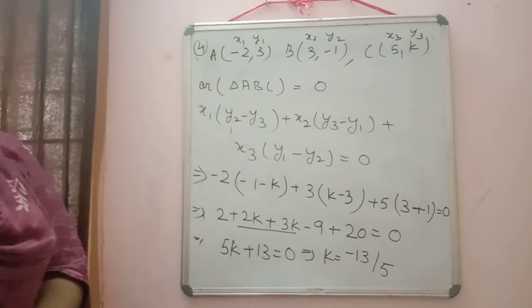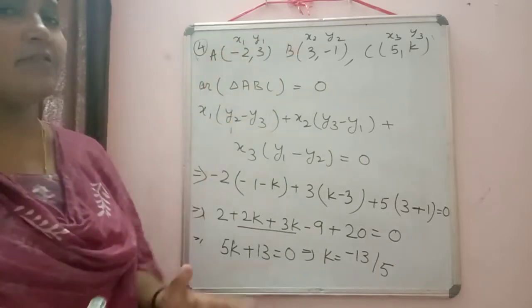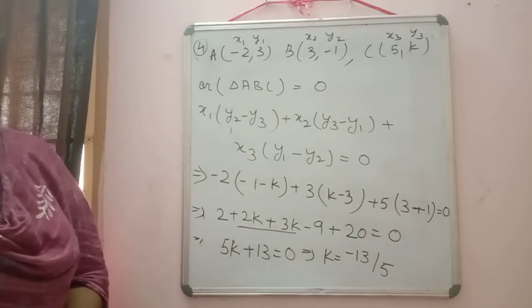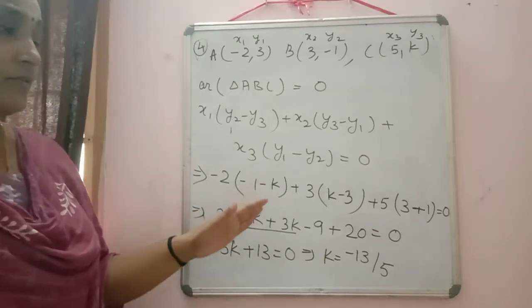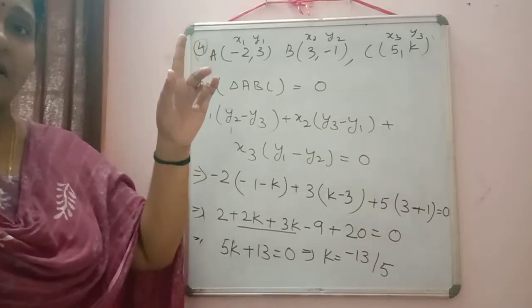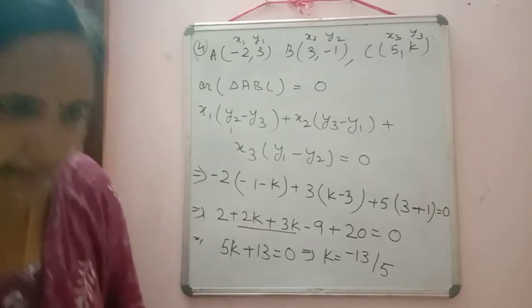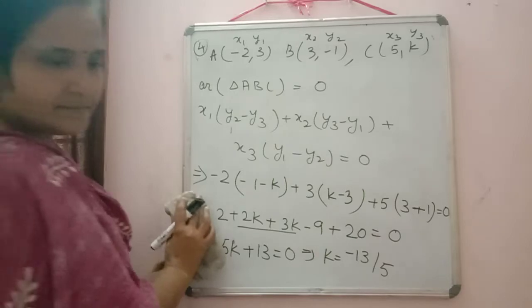So if the points are collinear and you have to find the value of any unknown, use the concept of area of triangle ABC equal to 0. Don't solve it by distance formula. This is the concept which we have to use there. Now, next one.